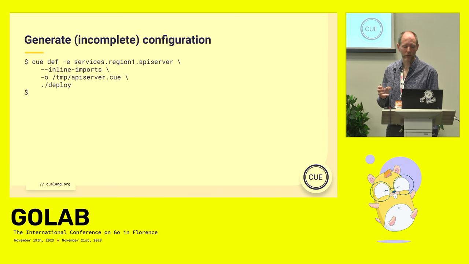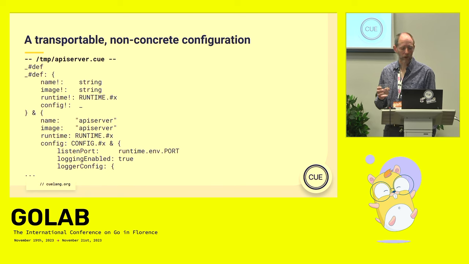So let's actually try to do that now, just to demonstrate. We can use QDef to extract just the piece of configuration that pertains to the service itself. QDef is a little bit like QExport, but it produces Q with all the constraints intact, rather than concrete data. As with QExport, we've got this minus E flag that gives the expression that's evaluated to produce the result. And this inline imports flag says we want a self-contained result that doesn't need to import the API server package for its definitions. So we can look at it, we'll put the result in a temporary file.